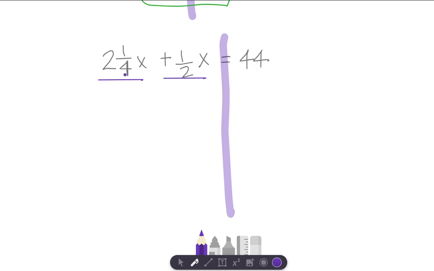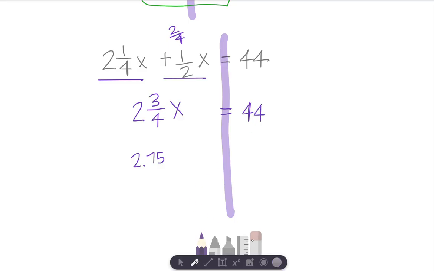I know that 2 and 1/4 plus 1/2 gives me actually 2 and 3/4. And I know that because 1/2, well, that's the same thing as 2/4, right? So if I have 2/4 and another fourth, that makes me 2 and 3/4. If you would rather write it as 2.75, that's also okay. So I have 2 and 3/4 x equals 44.